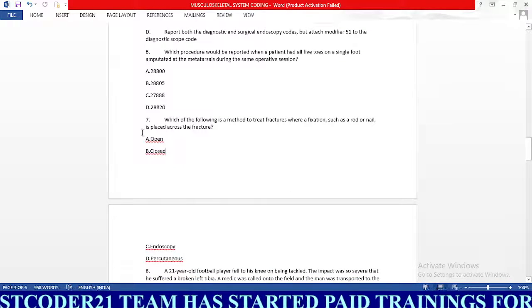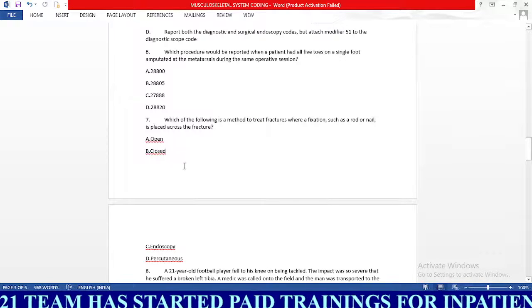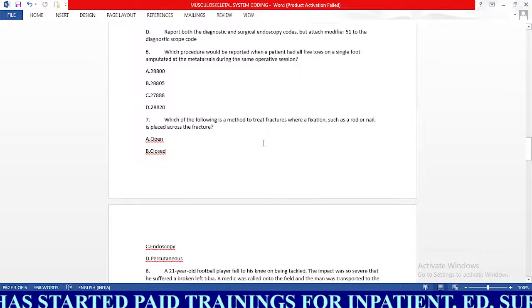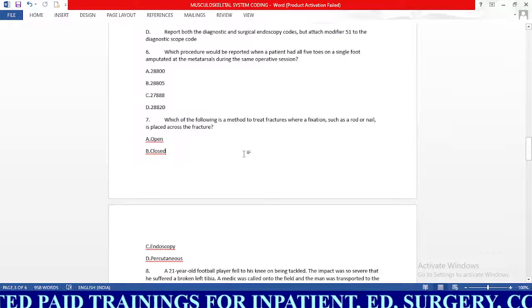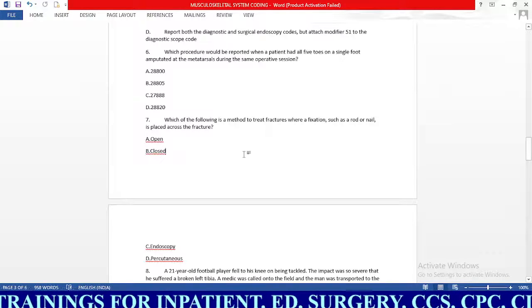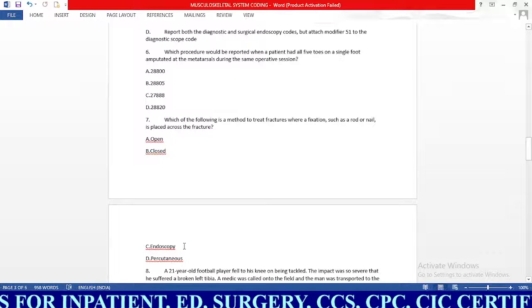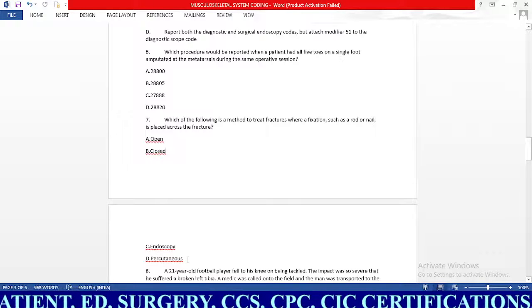So we can eliminate A here and we are left with B, closed. In a closed fracture, the physician will not perform any rods or nails. Just using manual application, he will reduce the fracture site. So basically endoscopy is not a correct answer here. And D is the correct answer, percutaneous pinning.